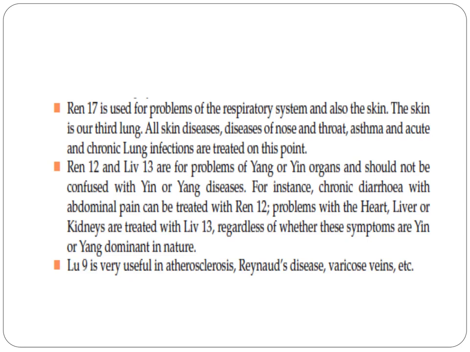Then REN 12 and liver 13 are for problems of yang or yin organs and should not be confused with yin or yang diseases. For instance, chronic diarrhea with abdominal pain can be treated with REN 12. Problems with the heart, liver, or kidneys are treated with liver 13, regardless of whether these symptoms are yin or yang dominant in nature. Lung 9 is very useful in arteriosclerosis, venous disease, varicose veins, and others.